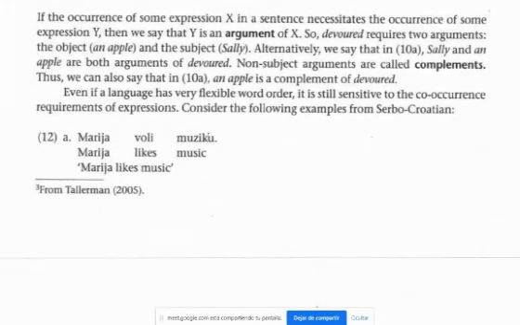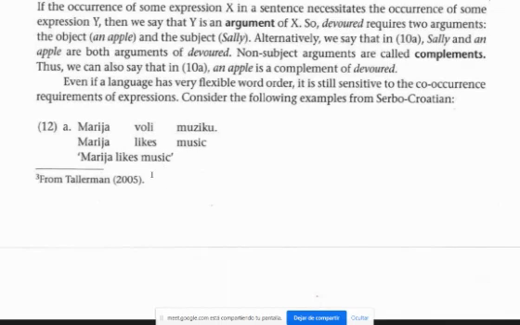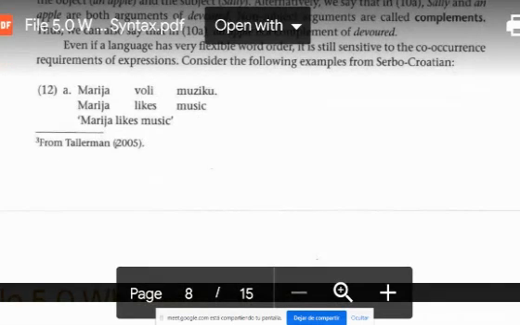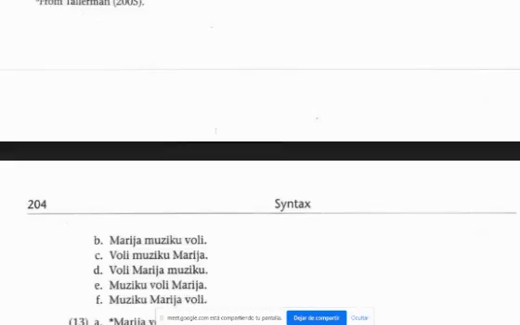Here we have a Serbo-Croatian example. Maria voli muziku. Maria likes music. It's a word-by-word correspondence. And then you immediately see the citation, Tallerman 2005, this is to avoid plagiarism.